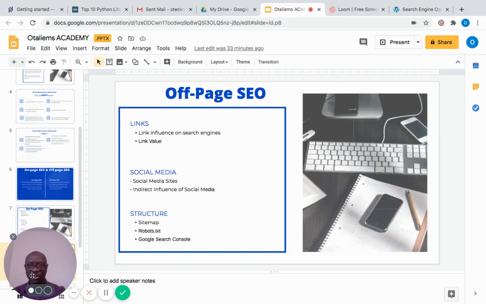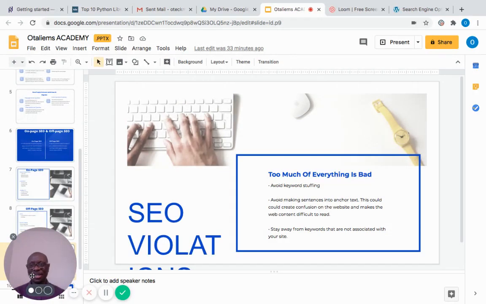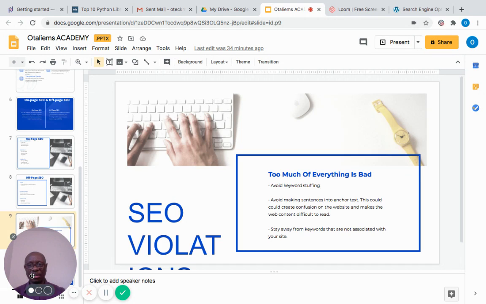So now I'm going to go into the SEO violations we talked about. In as much as we're talking about optimizing your website, it's also very, very important for you to be careful not to over optimize or under optimize. There have been different violations because that could also hurt your site ranking and visibility on the internet. So too much of everything is bad.